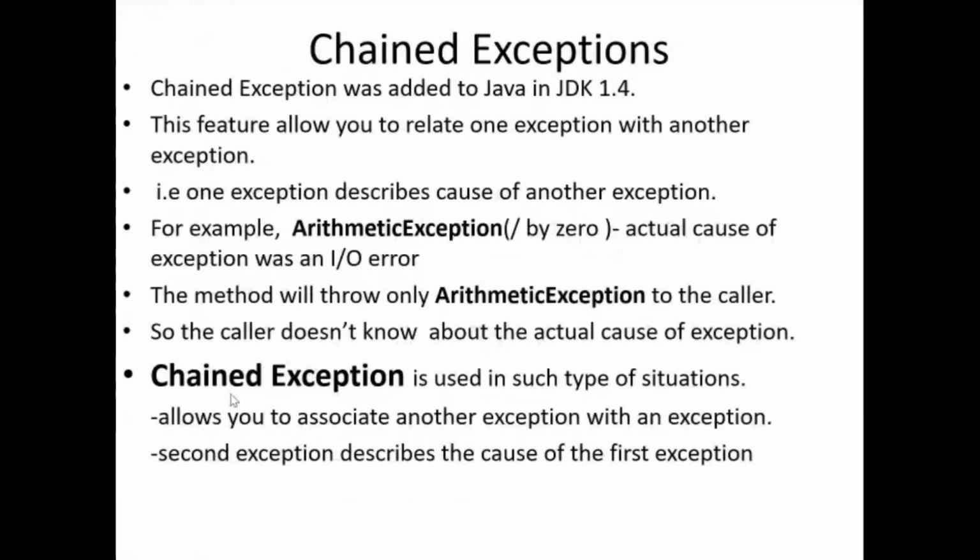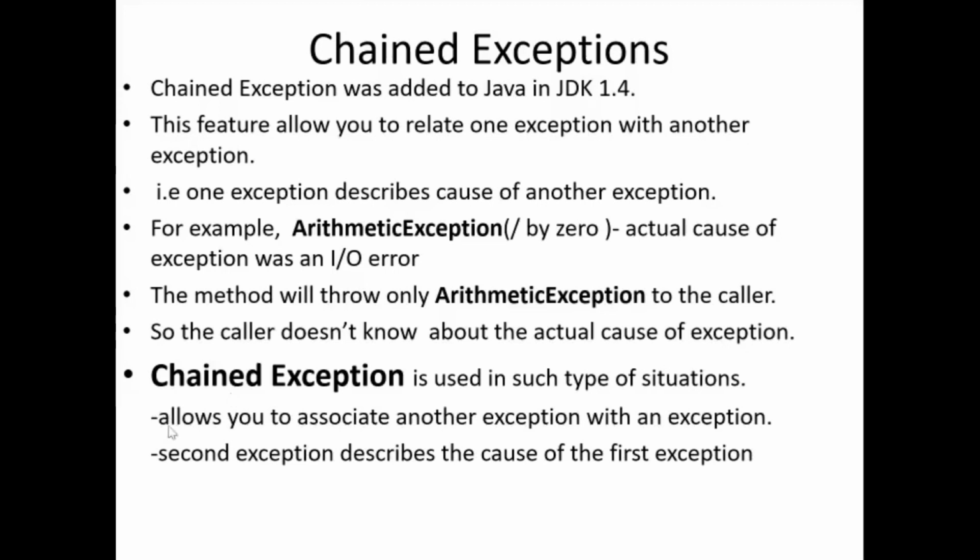Chained exception. So what is a chained exception? For example, for an arithmetic exception, an example is divide by 0. If I am giving wrong input, that's why I'm getting a divide by 0 error. But the actual cause of the arithmetic exception is an IO exception. So I can combine one exception with another exception. This is called a chained exception.